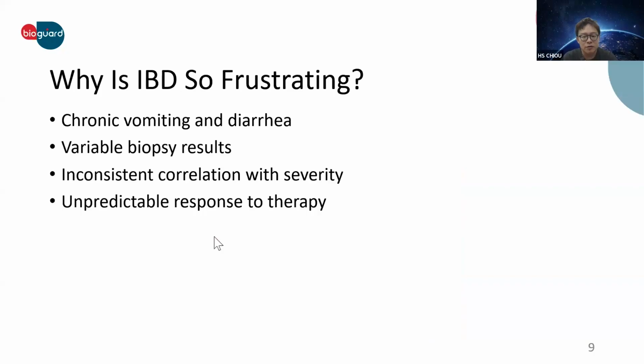I think everyone in this room has experienced this. Chronic vomiting and diarrhea, and the biopsy says mild lymphoplasmacytic enteritis. And you think, really? There are often variable biopsy results, inconsistent correlation with severity, and unpredictable response to therapy. That's why IBD is frustrating. It's not just because histopathology is useless. It's because we are asking it the wrong question.